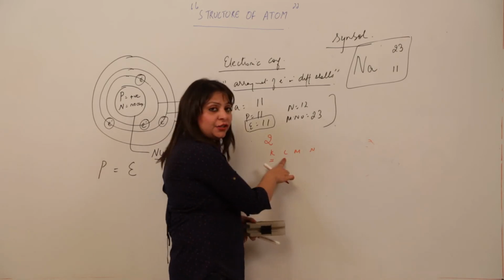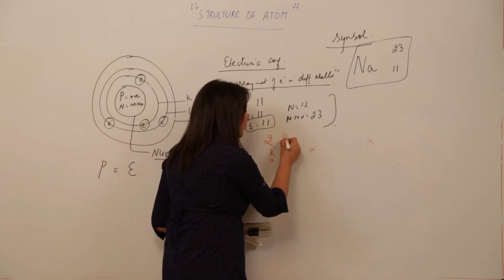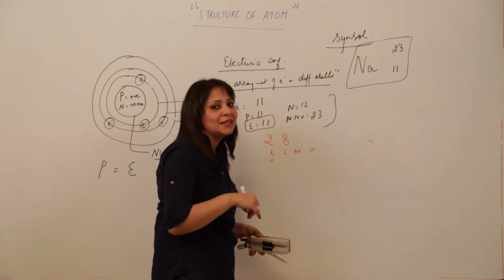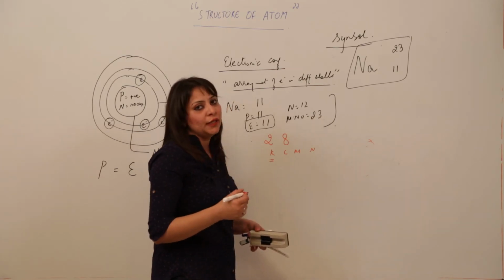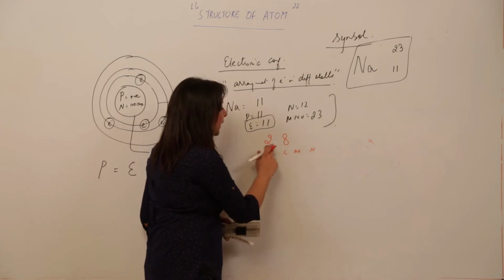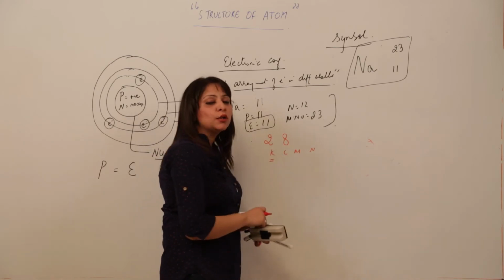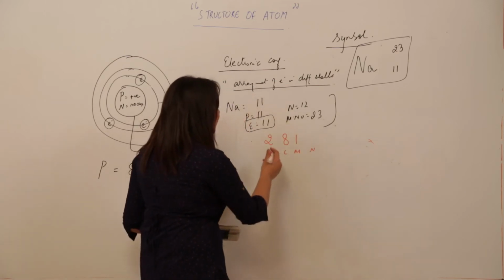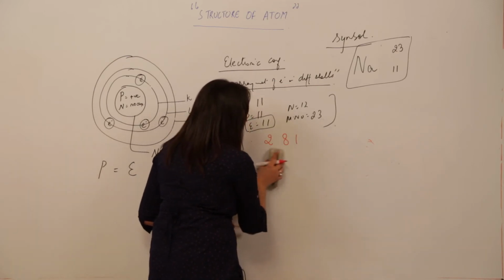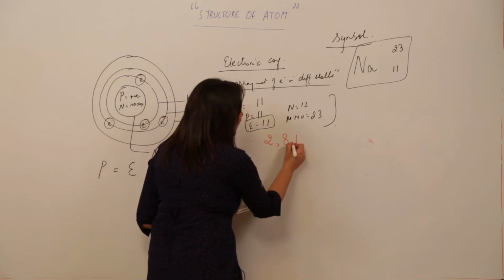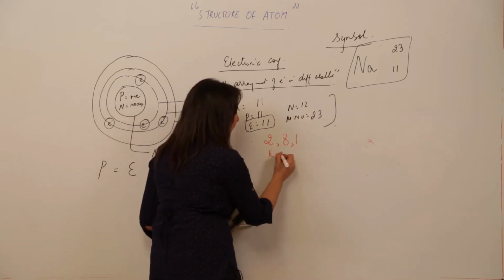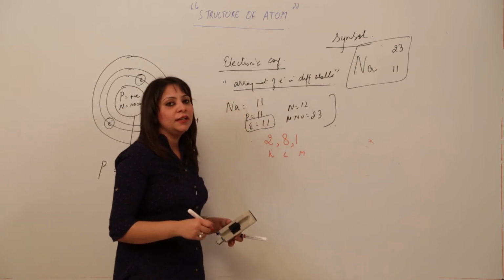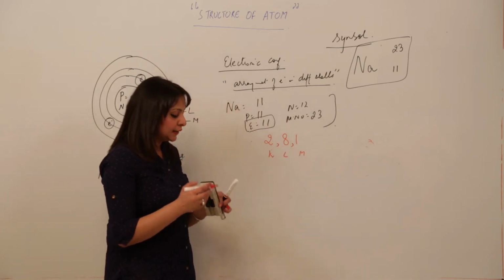We know the second shell can accommodate a maximum of 8 electrons. Right, we cannot fill more than 8, it can be less than 8 or 8 but cannot be more than 8. Now the total number of electrons placed is 10. How many electrons are left? 1. That will be put in M. So this is the electronic configuration for sodium. You have to put commas in between, indicating that this is in the K shell, this is in the L shell and this is in the M shell.